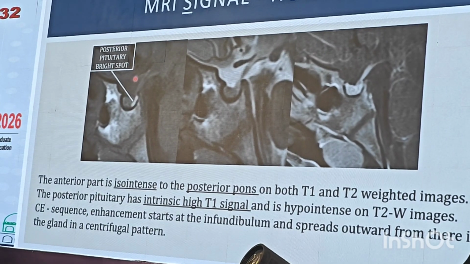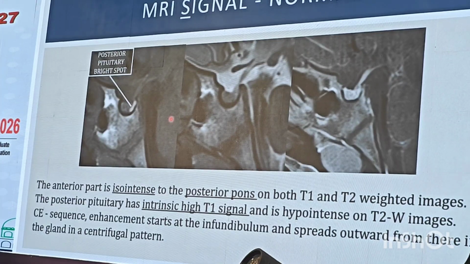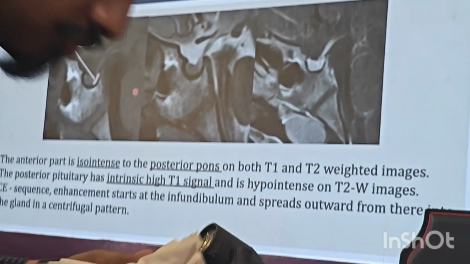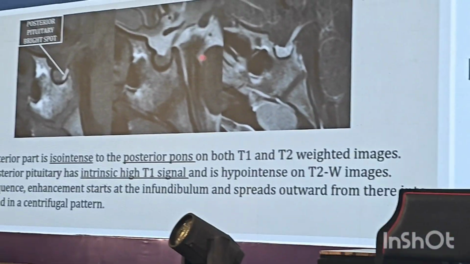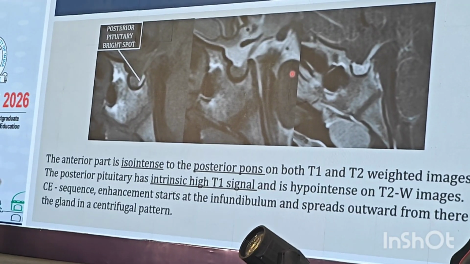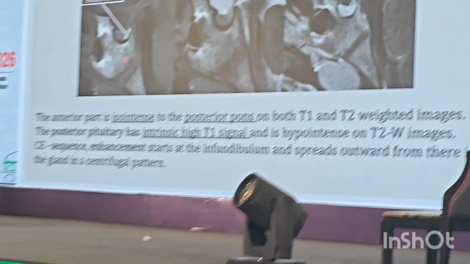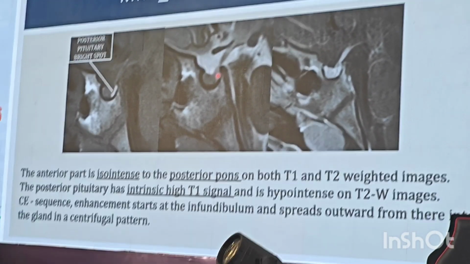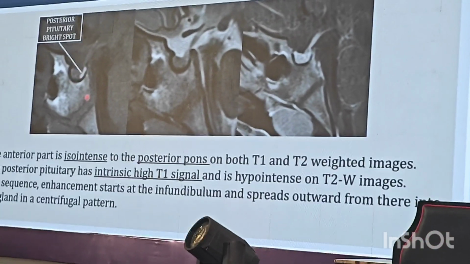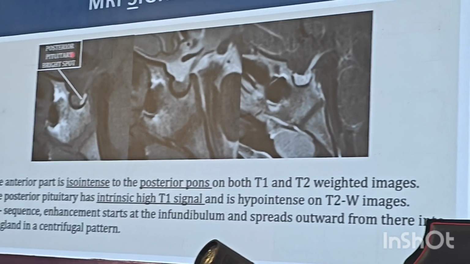The anterior part of the pituitary is iso-intense to this globoid structure. What is this globoid structure which we saw? That is the pons, that's right. So it is iso-intense to the pons on both T1 and T2, right? So that is important. And the posterior part of the pituitary, because of its virtue of storing vasopressin, is bright on T1. It may be bright or dark on T2, but the important point is it has an intrinsic bright signal on T1, which is called the posterior pituitary bright spot.